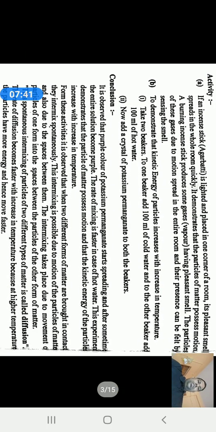Understood? See, small b, they gave here an activity to demonstrate that the kinetic energy of particles increases with increasing temperature. It is very interesting. If we take two beakers, in one beaker 100 ml of cold water and in another beaker 100 ml of hot water, what will happen if you add some potassium permanganate to both the beakers? In the beaker with hot water, the potassium permanganate will dissolve rapidly. And in cold water it will take time to dissolve. It will dissolve, no doubt, but it takes time.